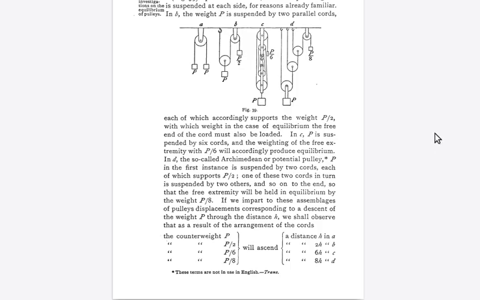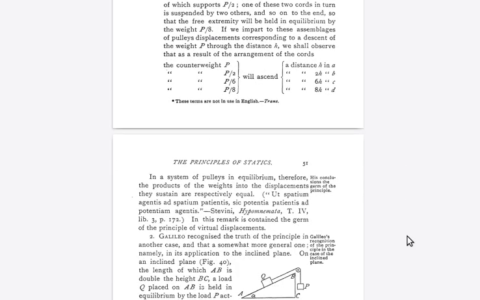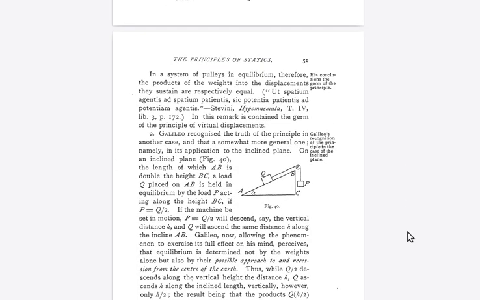If we impart to these assemblages of pulleys displacements corresponding to a descent of the weight P through the distance h, we shall observe that as a result of the arrangement of the cords, the counterweight P in A will ascend a distance h, in B will ascend a distance 2h, in C 6h, in D 8h. In a system of pulleys in equilibrium, therefore, the products of the weights into the displacements they sustain are respectively equal. Stevinus in Latin puts it thus: ut spatium agentis ad spatium patientis, sic potentia patientis ad potentiam agentis. In this remark is contained the germ of the principle of virtual displacements.